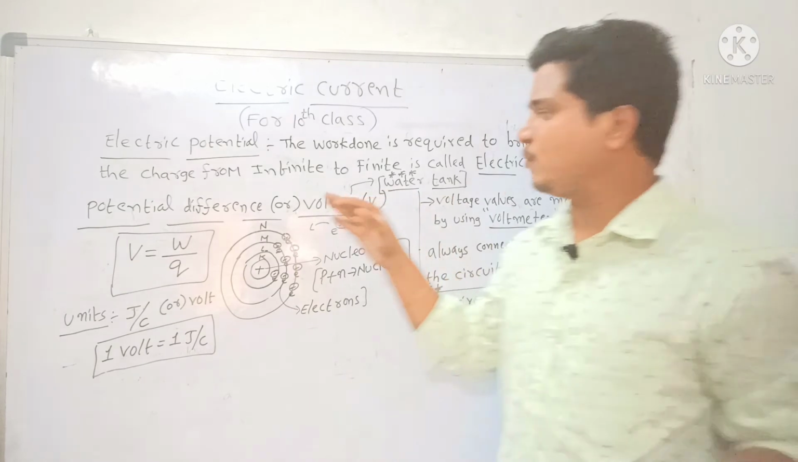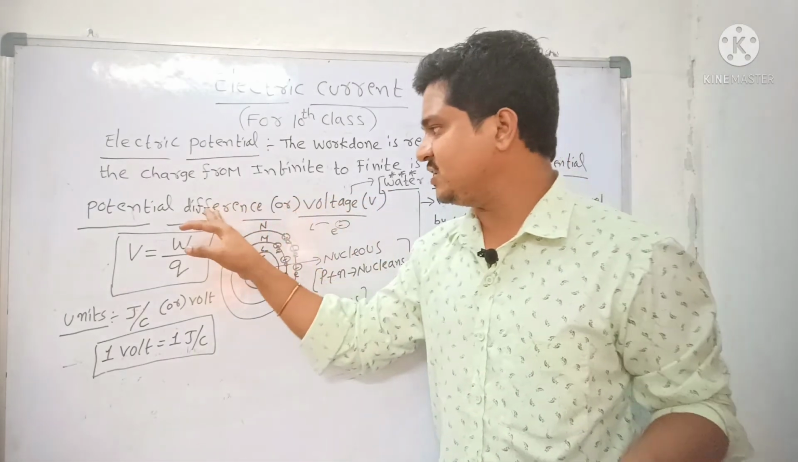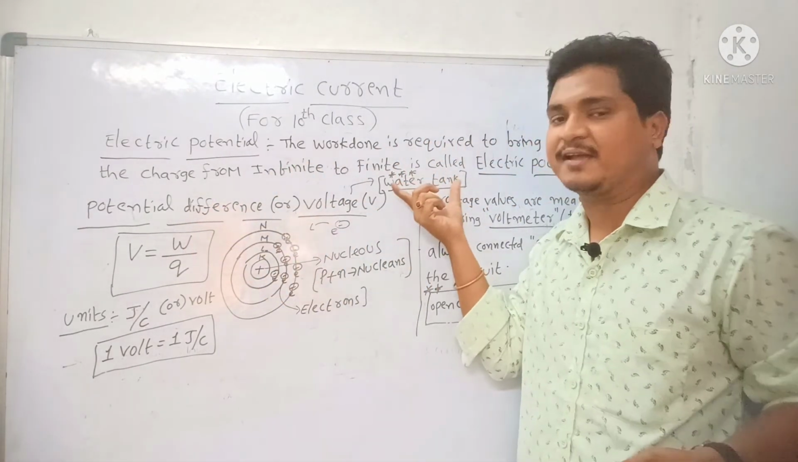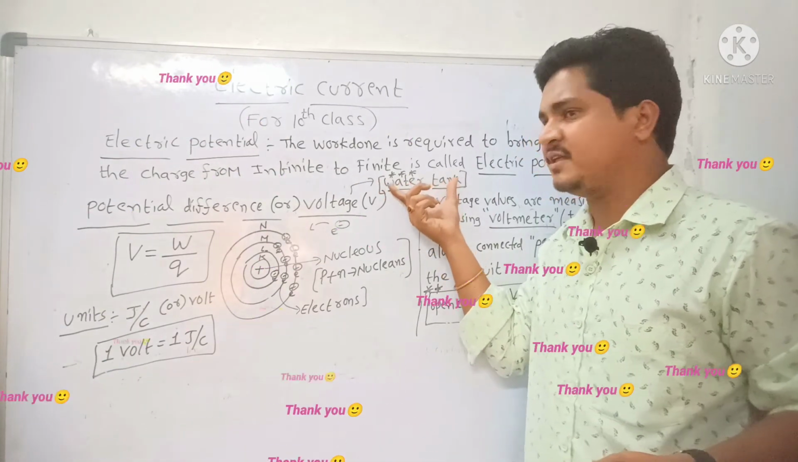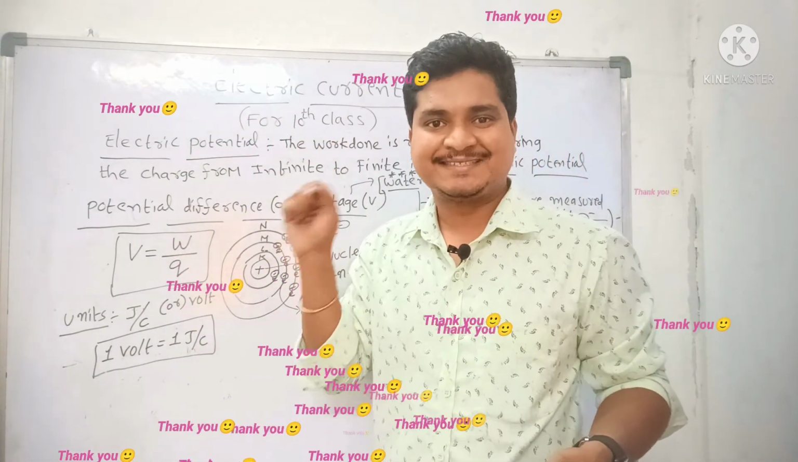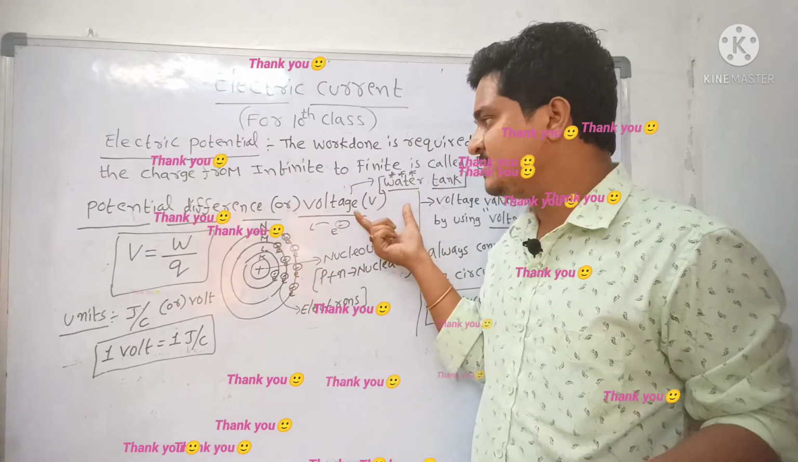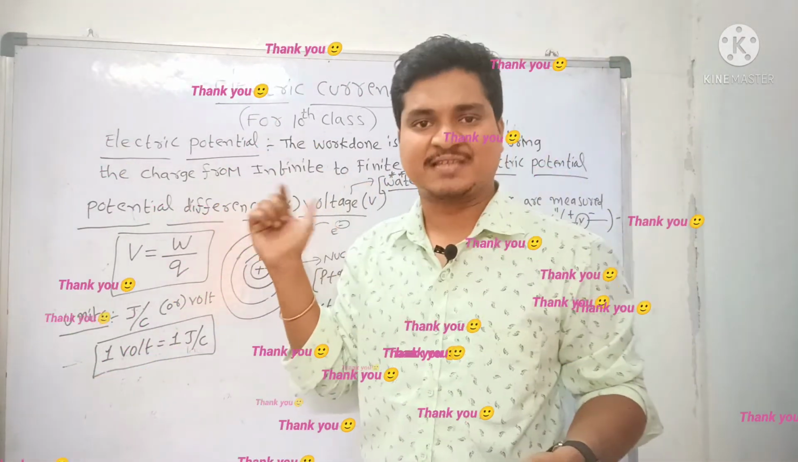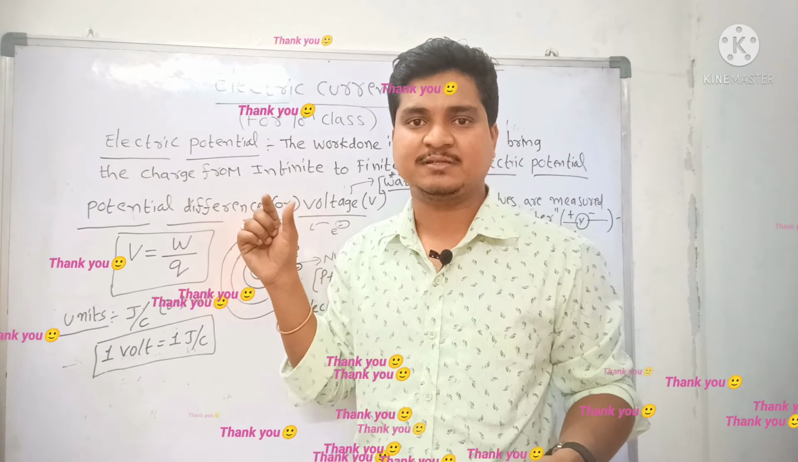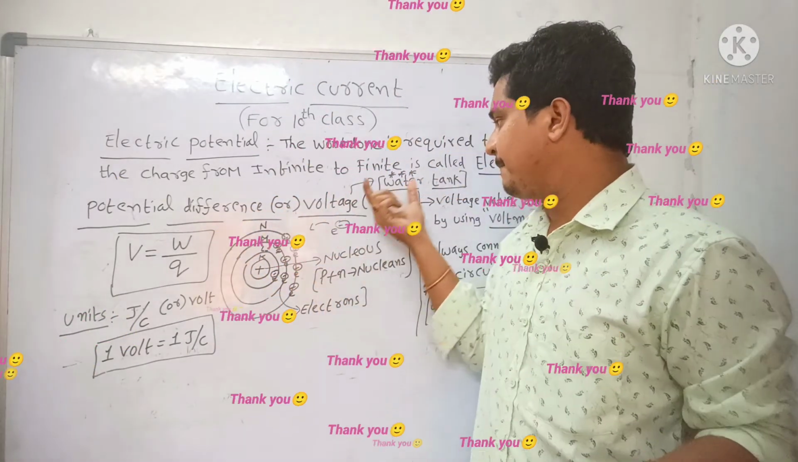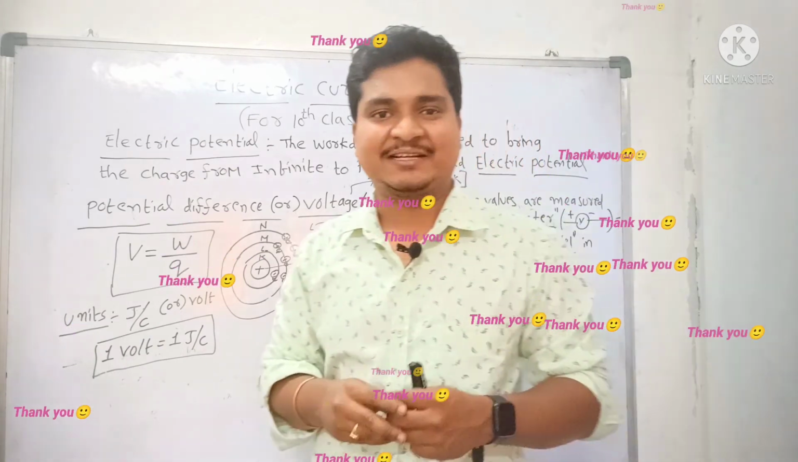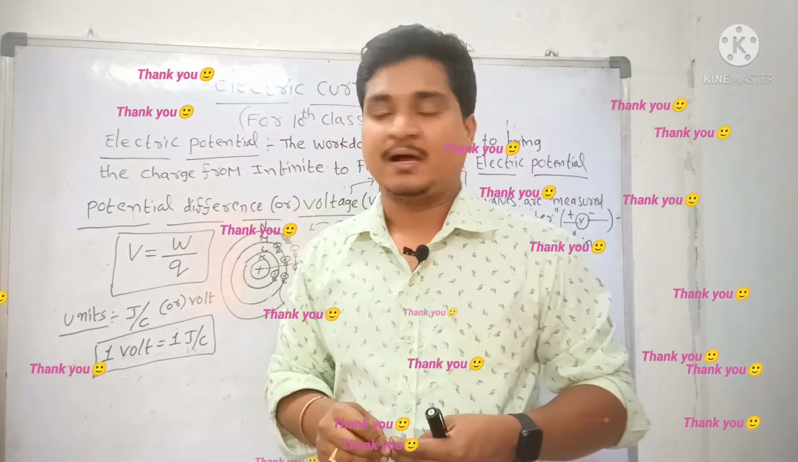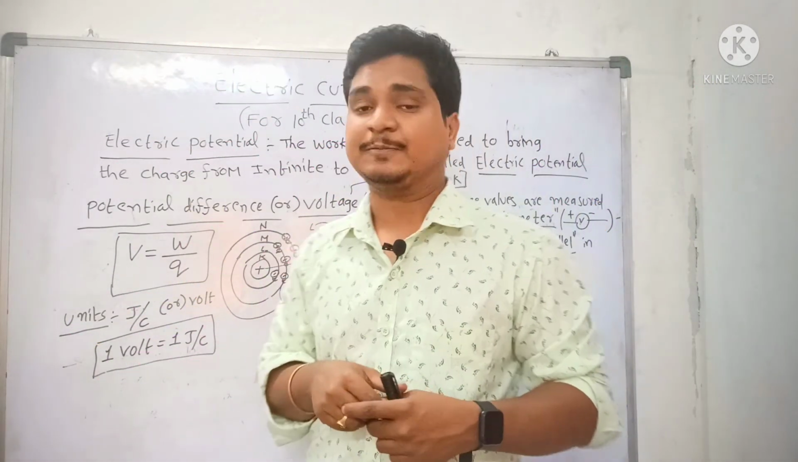And a main important point here: the voltage or potential difference we need to compare with a water tank. Practical example, water tank. Without a water tank there is no water flowing in the pipe. Same thing, without the voltage there is no flow of current in the circuit. Voltage or battery voltage, we compare with the practical example of a water tank. So this is about electric current, charge, potential difference and electric potential.